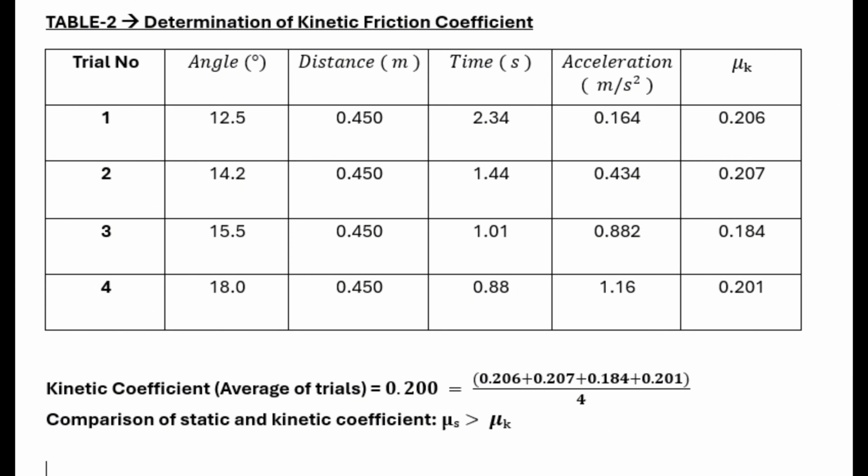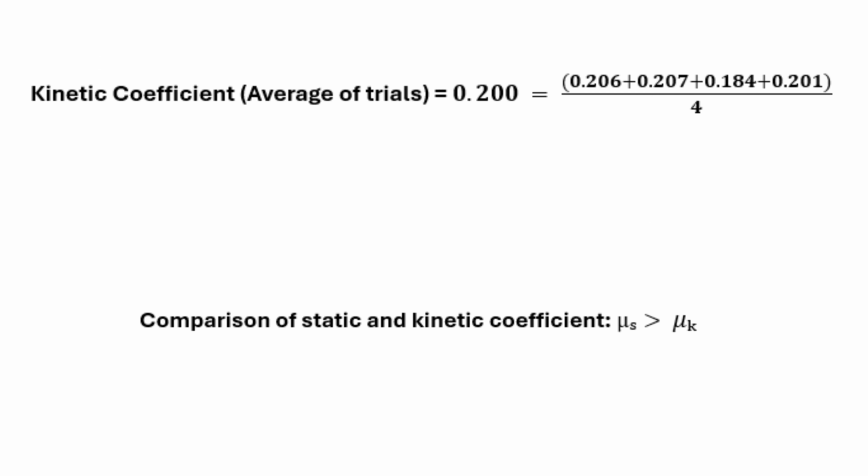Ultimately, I found the average kinetic friction coefficient as 0.2. Also, I showed that the static coefficient is bigger than the kinetic coefficient. In conclusion, based on our measurements, we found the static friction coefficient to be around 0.21 and the kinetic friction coefficient to be 0.2, which confirms that static friction is slightly higher than kinetic friction. Our graphs supported this as well.